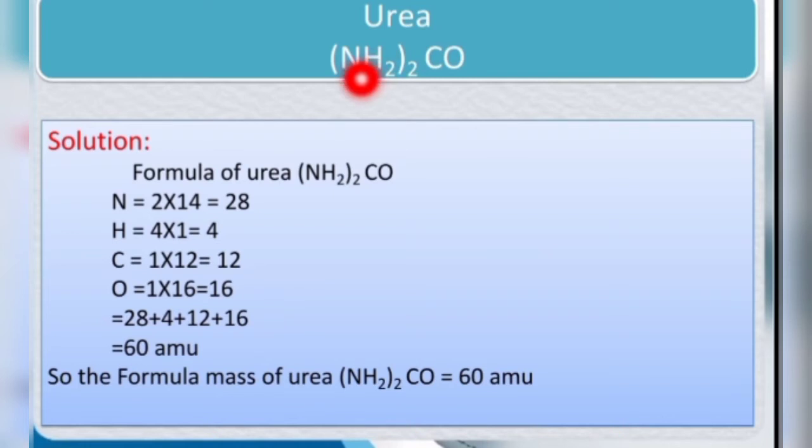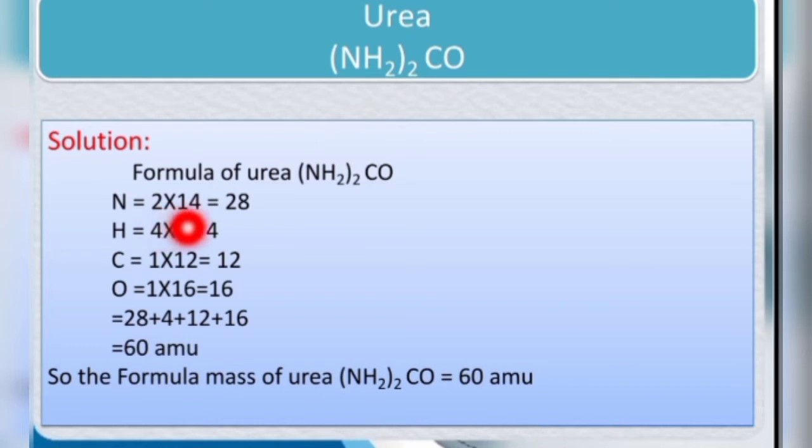First, urea. Simple. First of all, you have to see that nitrogen is present, hydrogen is present, carbon and oxygen are present. And the total number of nitrogen in the formula of urea is 2. Total number of hydrogen is 4. 1 carbon and 1 oxygen are present in the formula of urea. So, the formula of urea is (NH2)2CO. Total 2 nitrogen are present. Multiply 2 by 14.